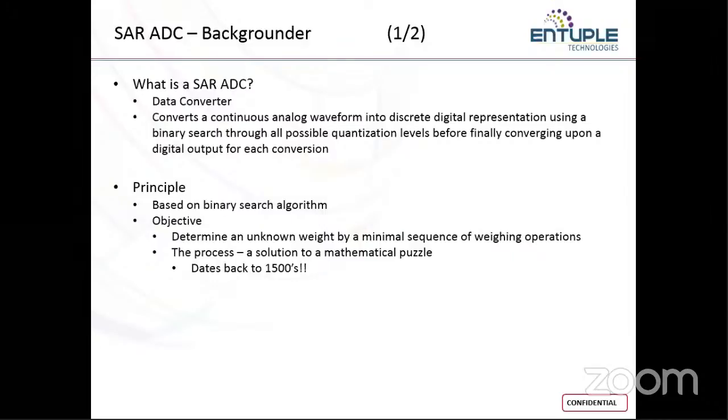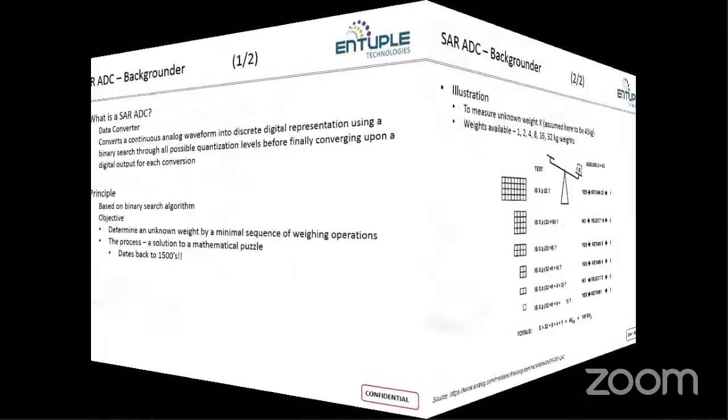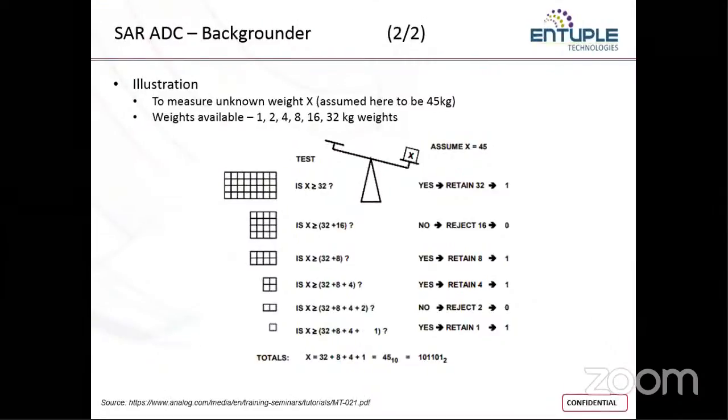Okay, it is a simple example. Let me show you. Just imagine, everybody would have come across a fruit vendor or vegetable vendor who comes on the street.